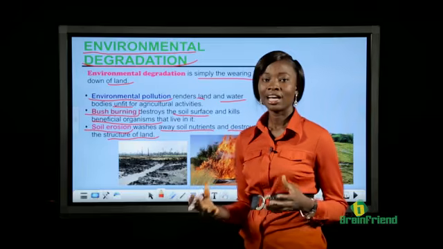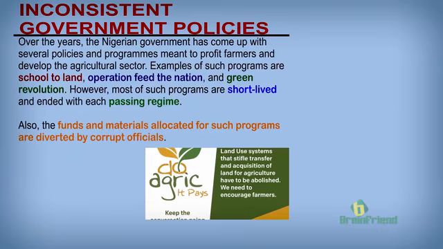The problem of inconsistent government policies. Over the years, the Nigerian government has established several policies and programs that are supposed to profit farmers and develop the agricultural sector. Examples of such programs include School to Land, Operation Feed the Nation, Green Revolution, etc.